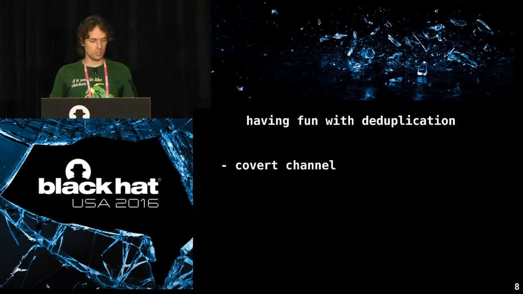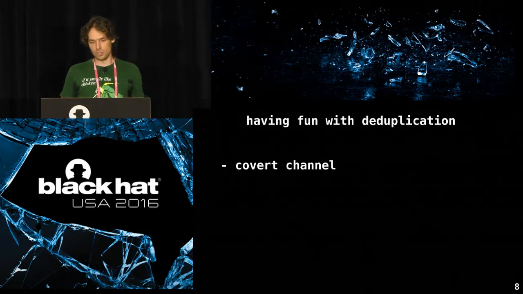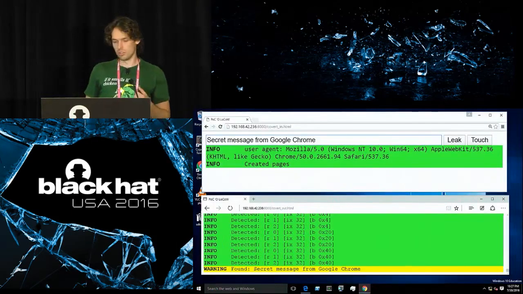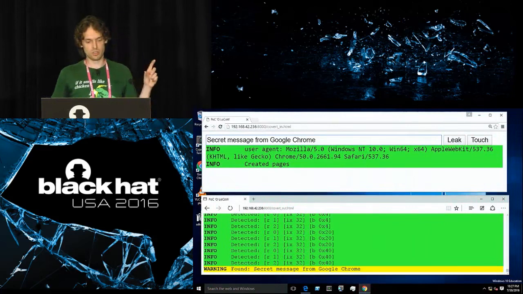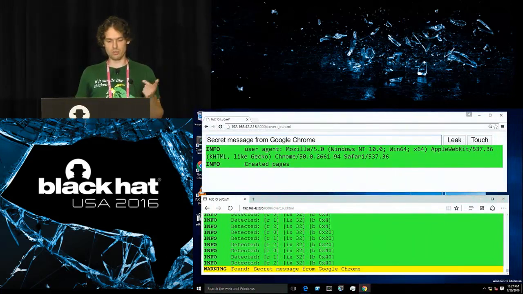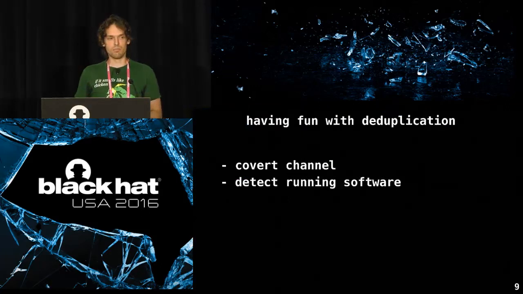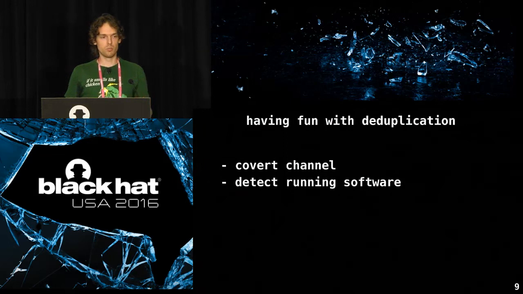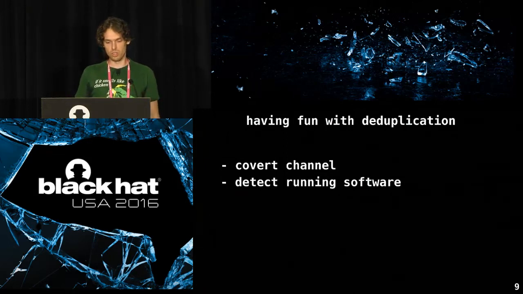But first, we wanted to see what else we could do with this. The most obvious candidate is a covert channel. In this case, we have Google Chrome and Microsoft Edge as two browsers, and we leak a short message from one process to another through the deduplication side channel. Here the two processes cooperate, but we could also do this for processes which do not cooperate. For example, we could detect what kind of software was running.